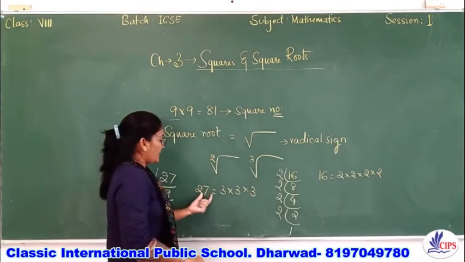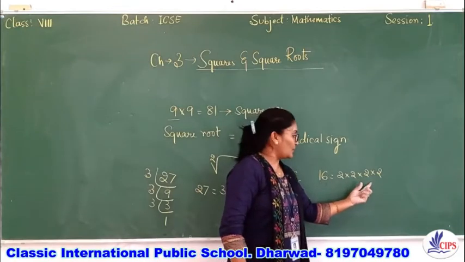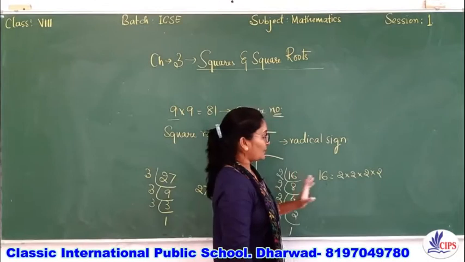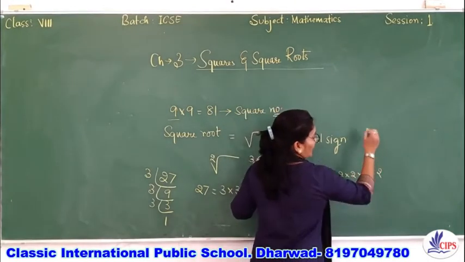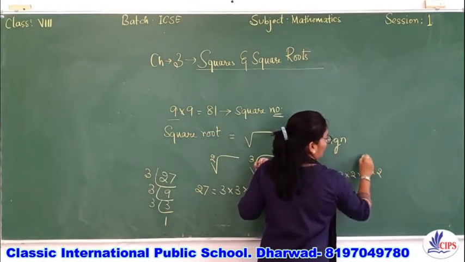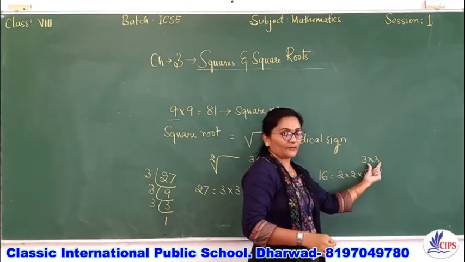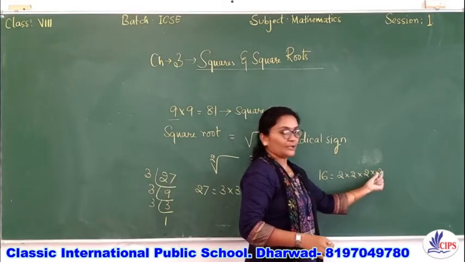See, for 27 we got 3 numbers, for 16 we have got 4 numbers, but they are the same numbers. So when it is a perfect square number, you have to get the same numbers, for example 3 into 3, the same two numbers. Now we have 2 into 2 into 2 into 2.